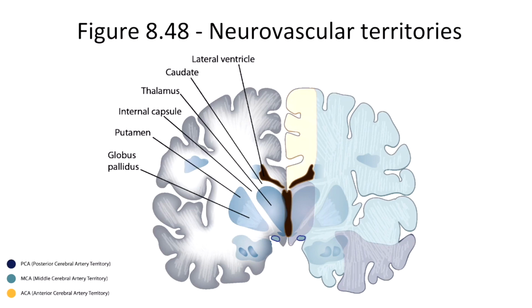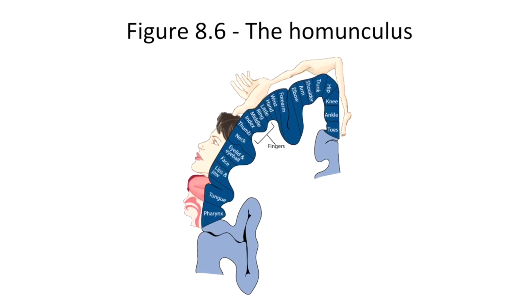This is a coronal view of the neurovascular territories, which is probably the most important view to be familiar with. This is because when we combine this image with the homunculus, we can deduce many of the symptoms that a patient should experience if one of the vessels feeding these territories was occluded. Again, this is figure 8.6, which shows the homunculus. Remember, this image represents both the primary motor and primary sensory cortices.